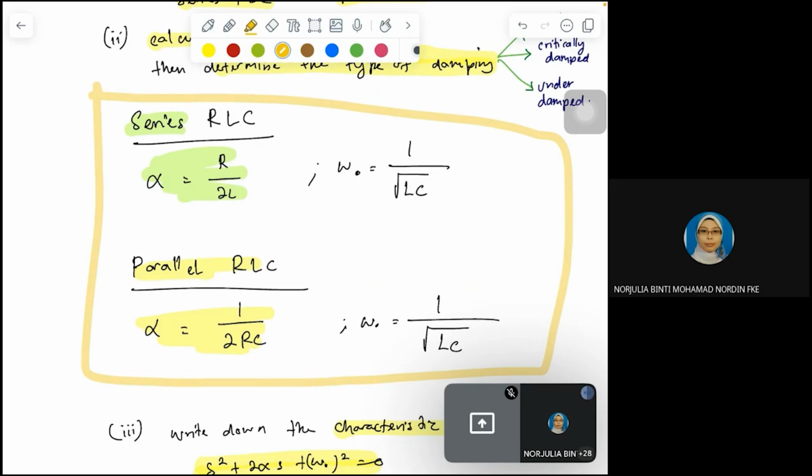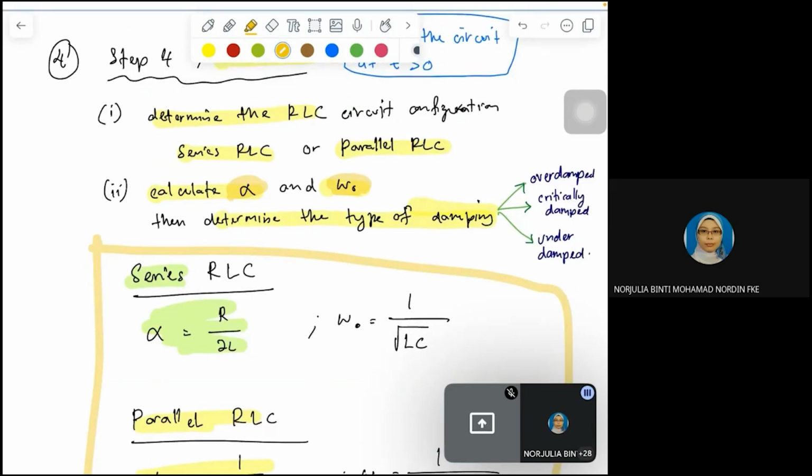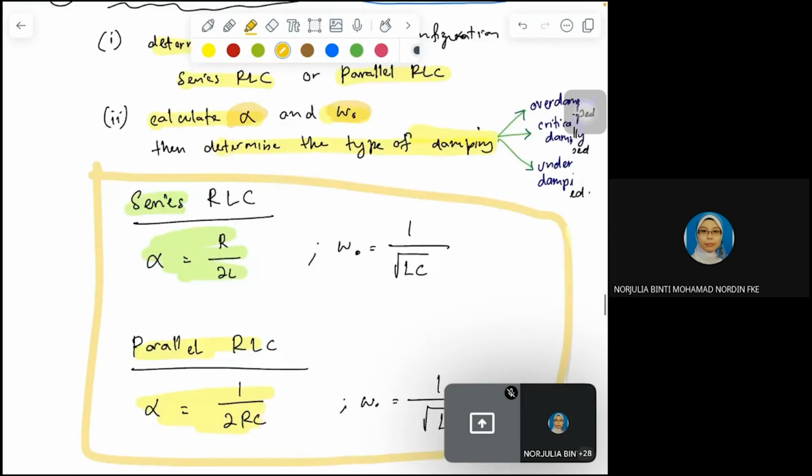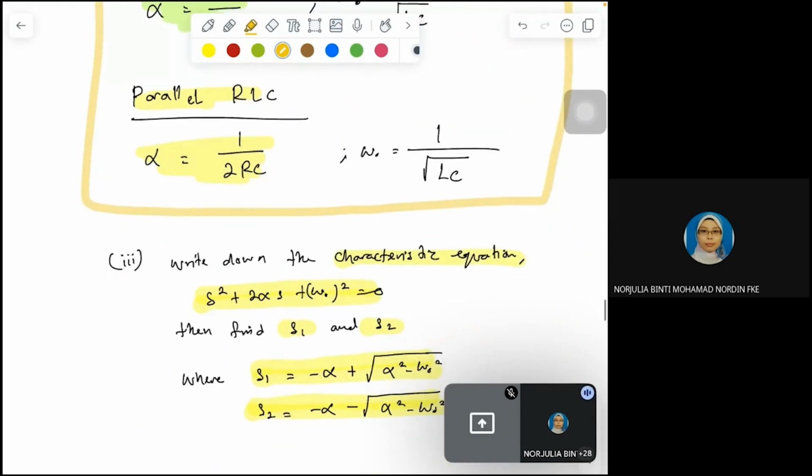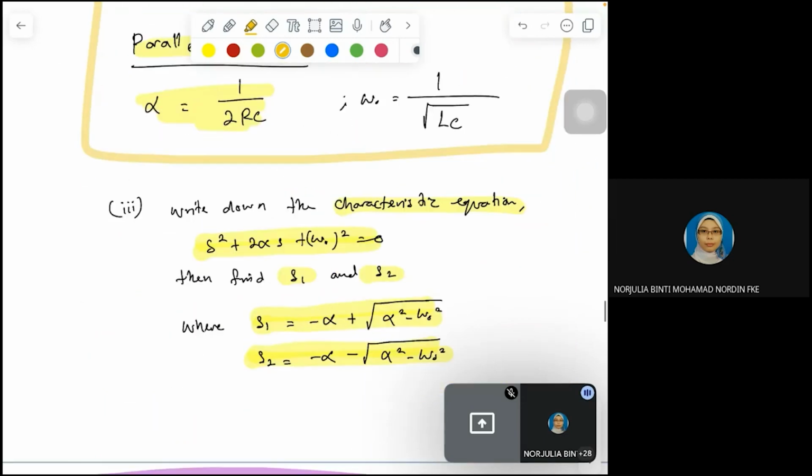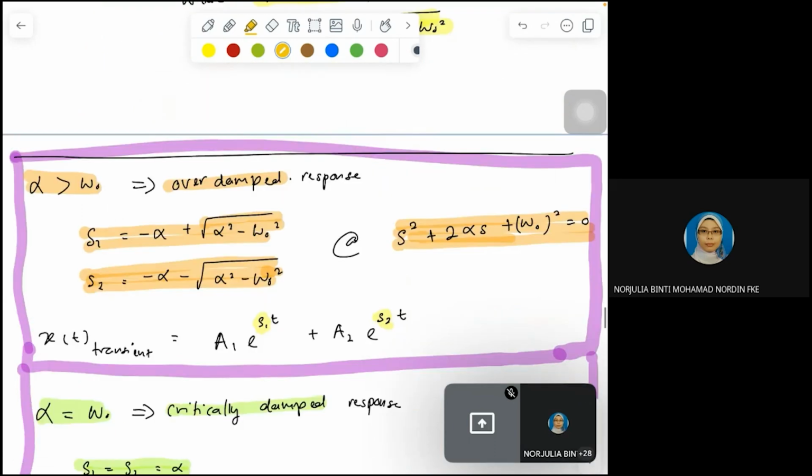So after getting alpha and omega naught, you need to compare these two variables and determine whether your circuit falls under overdamped, critically damped, or underdamped. And then at this particular step also, you need to write down the characteristic equation depending on your circuit damping response. For the overdamped response, this is your characteristic equation, and this is the transient equation.